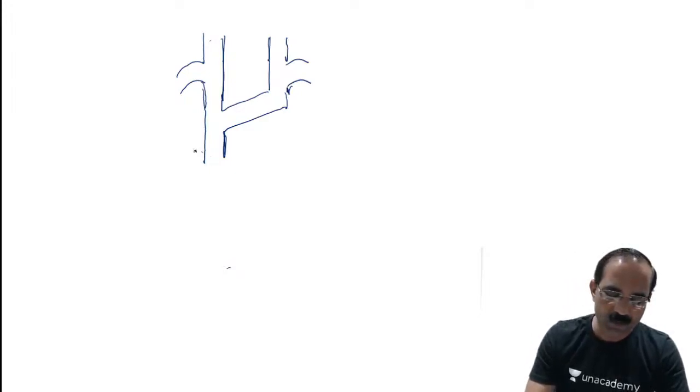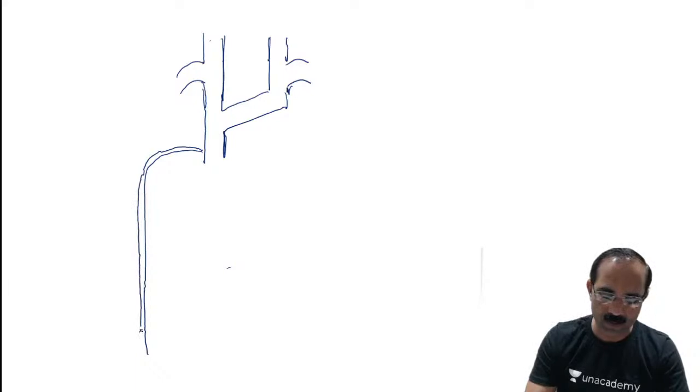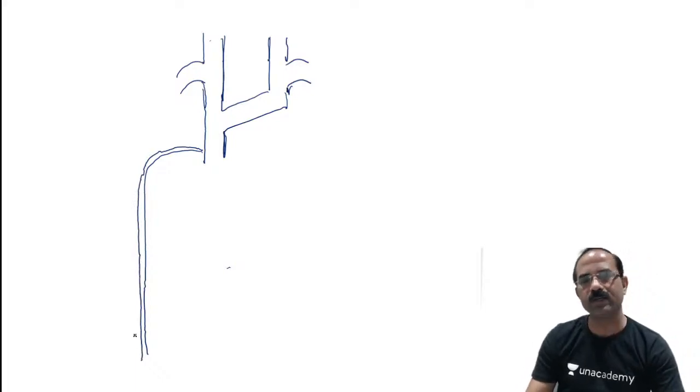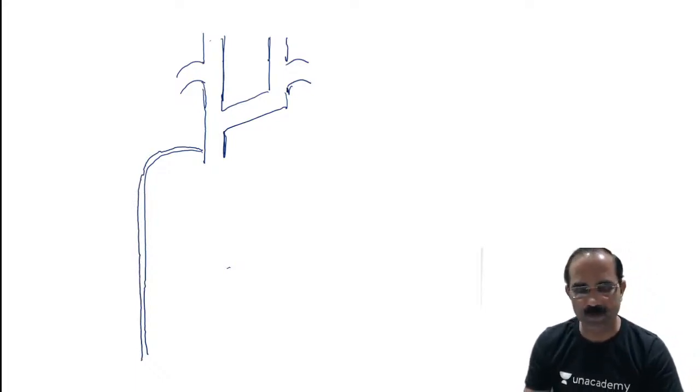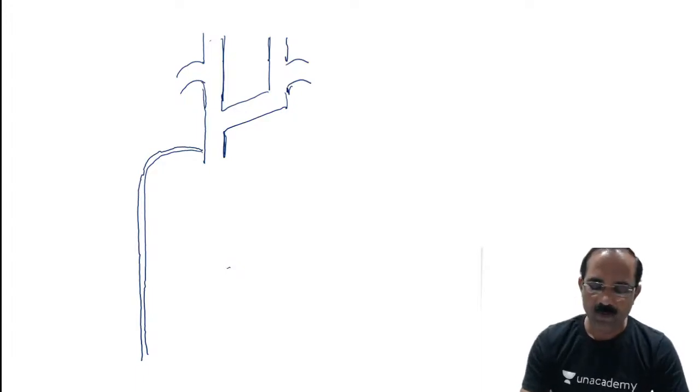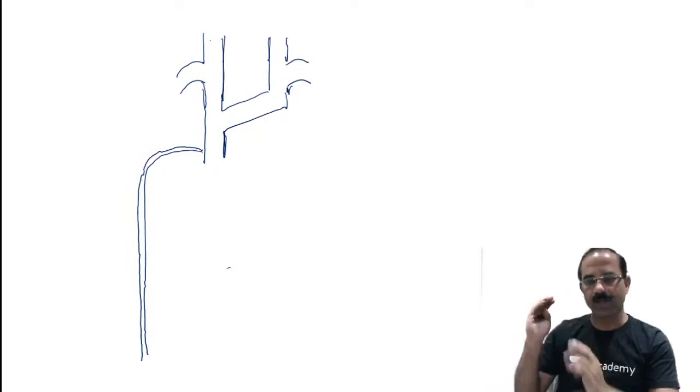And what is this vein? This is a single unpaired vein. What is this? This is the azygous vein. Azygous vein. So a single unpaired vein is known as the azygous vein. Fine. Now, what is this vein? This azygous vein is behind, it's behind.